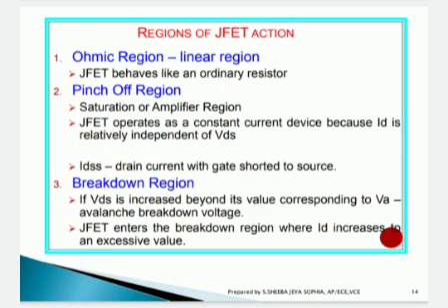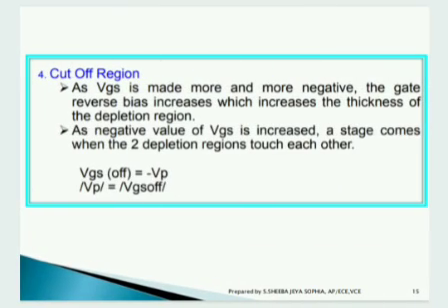The third one is the breakdown region. If VDS is increased beyond its value corresponding to VA, that is the avalanche breakdown voltage, the JFET enters the breakdown region, where ID increases to an excessive value. And the fourth one is the cutoff region.